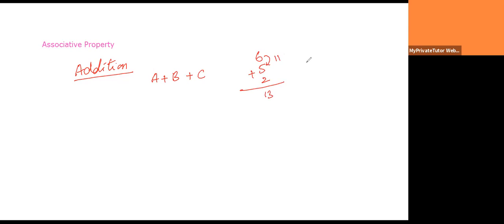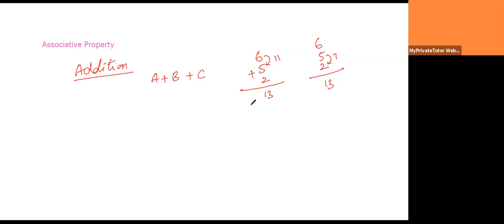So what is the other way of adding? 6, 5, 2. 2 plus 5 is 7. What is 7 plus 6? So this is the other way of working. So we have only two ways, right? As you see, either you can go with the first two numbers and then the third number, or else the last two numbers and the next number.